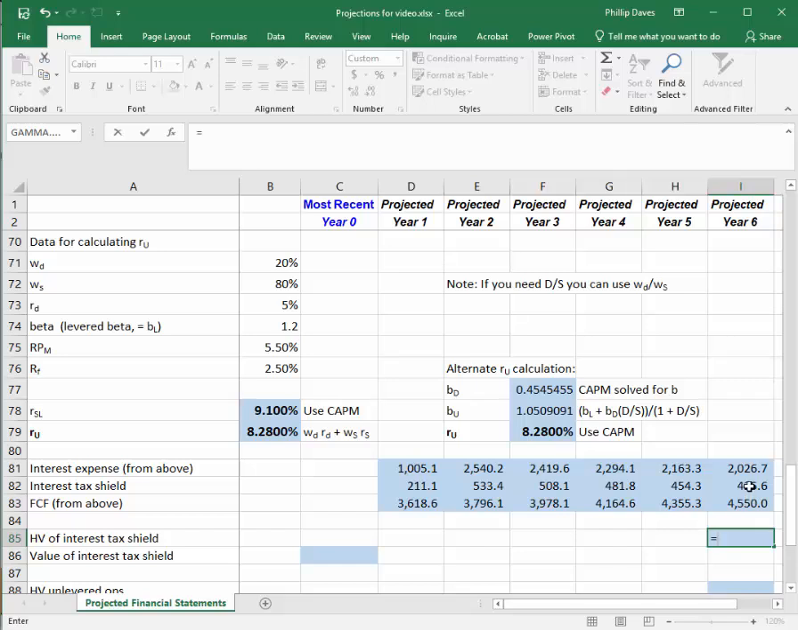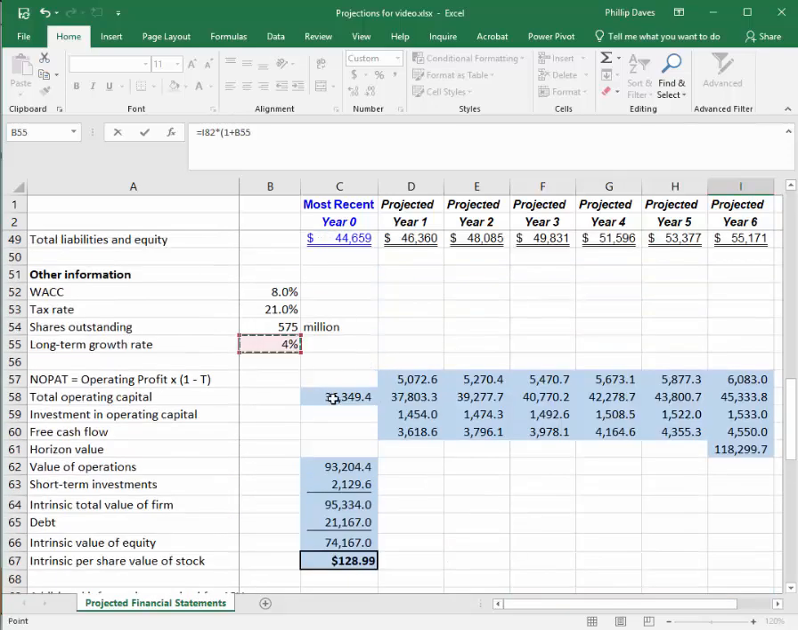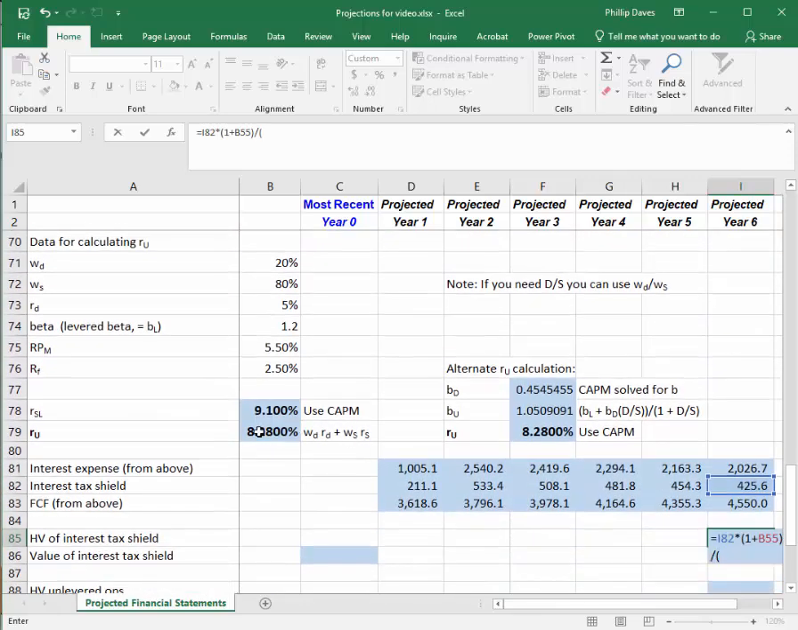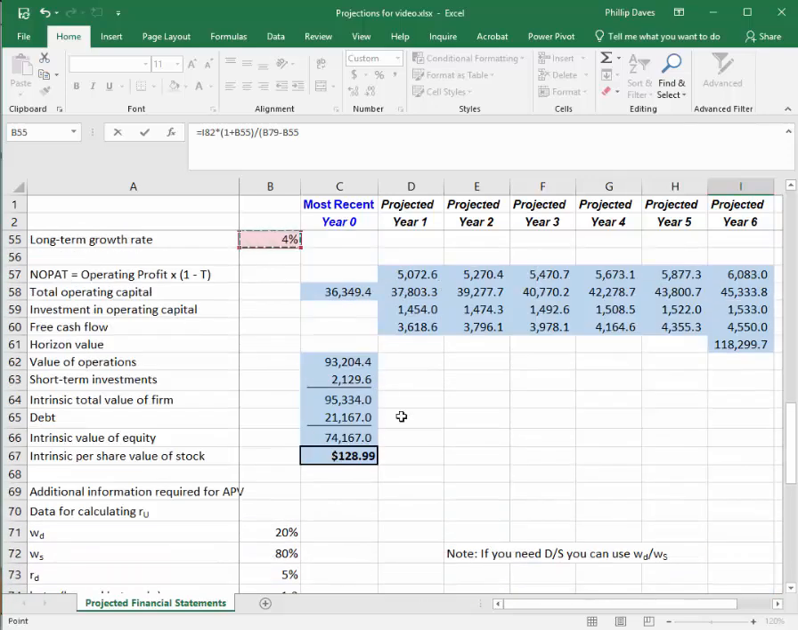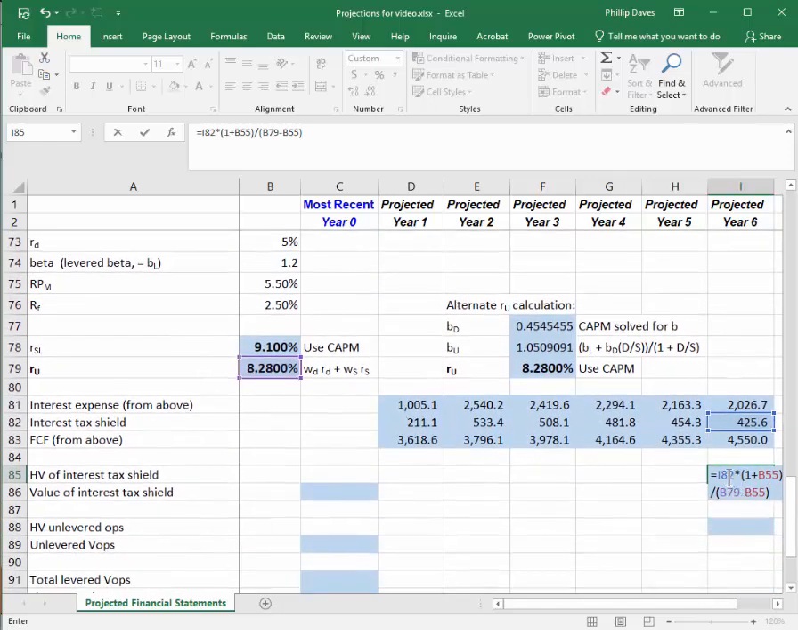And so we're going to take the last year's projected interest tax shield. We're going to gross it up by 1 year's worth of growth, and we've still got that 4% long-term growth rate. And then we're going to divide it by the unlevered cost of equity, which is now replacing our weighted average cost of capital in our valuation formula, minus the growth rate. Let's look at this. That gives us the 6 years interest tax shield grossed up one period, so times 1 plus the growth rate to get the 7th year's interest tax shield, divided by R minus G.